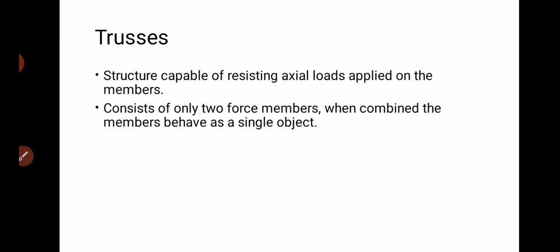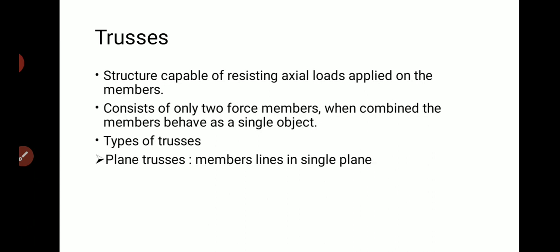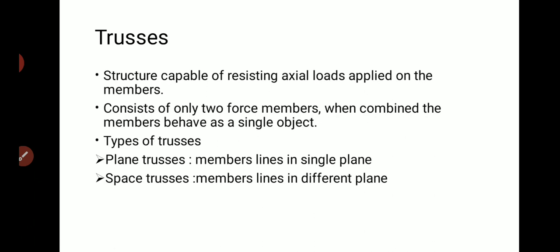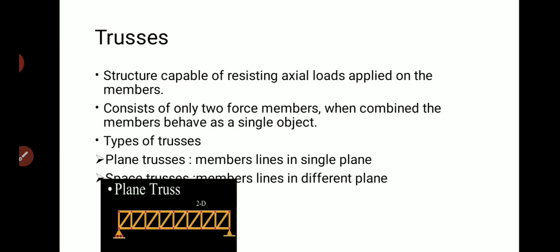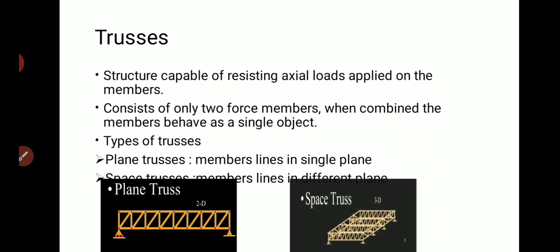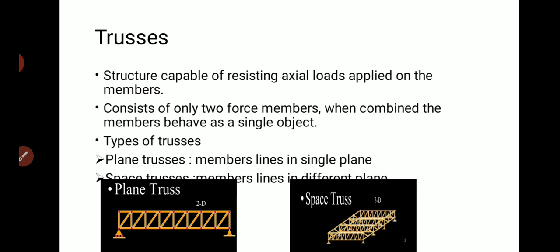Basically, trusses are of two types. The first one is the plane truss. It is two-dimensional in nature and the members lie in a single plane. Space trusses are three-dimensional in nature and the members lie in different planes. So this is a pictorial representation of a plane truss, which is two-dimensional and the members lie in the same plane, and a three-dimensional truss, which is also called a space truss, wherein the members lie on different planes.